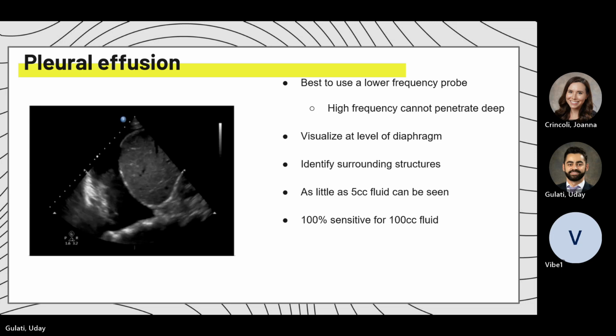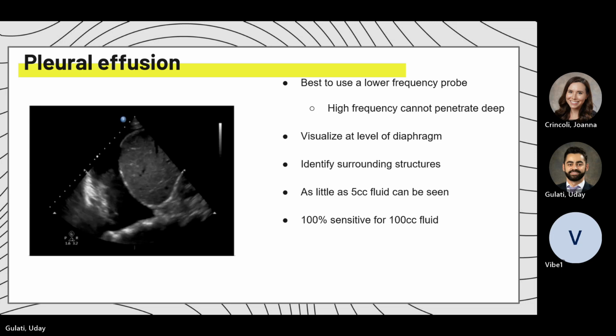Sorry, the other way around for your lower frequency one, which is your cardiac probe or your phased array probe. You can use the linear probe, but it just can't go that deep. You want to find that diaphragm and make sure you're going above that. You want to identify your surrounding structures.